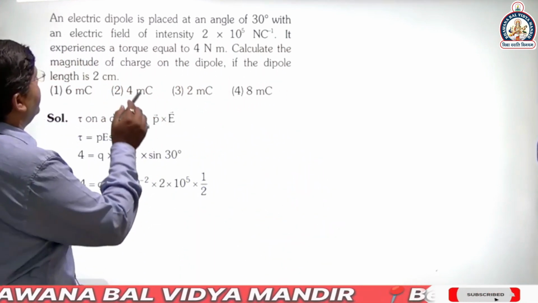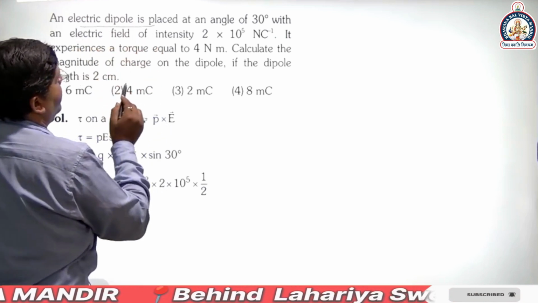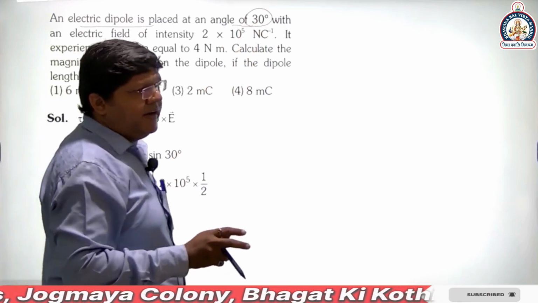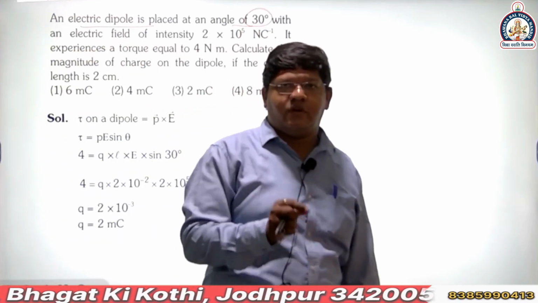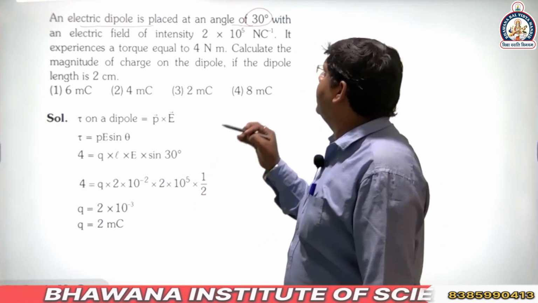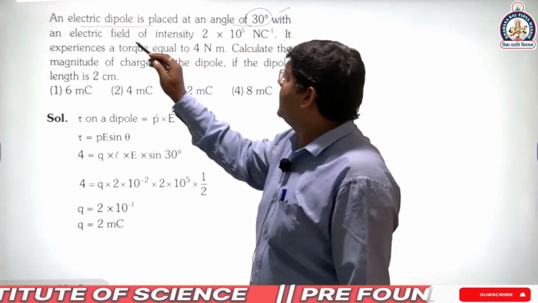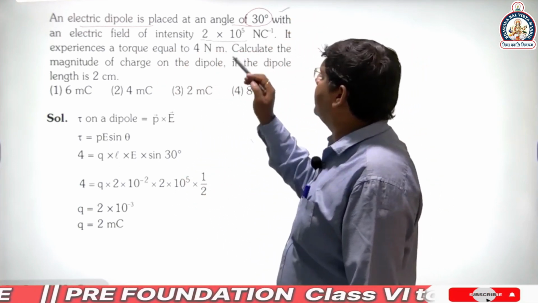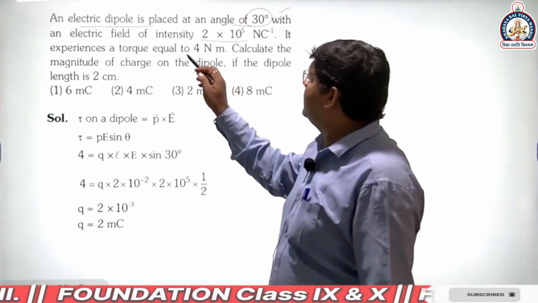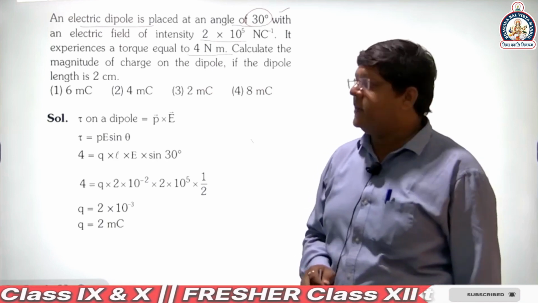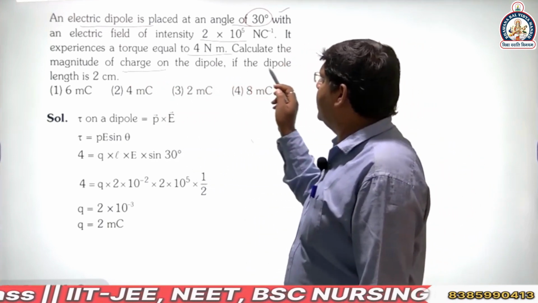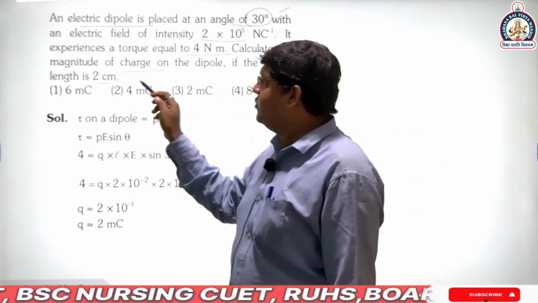The question says there is an electric dipole which is placed at an angle of 30 degree. As we all know, a dipole consists of two charges of equal magnitude but opposite sign, having an angle of 30 degree with the electric field intensity. The value of electric field intensity is 2 into 10 to the power 5. It experiences a torque equal to 4 Newton meter. Now you have to calculate the value of charge on the dipole if the dipole length is 2 centimeter.